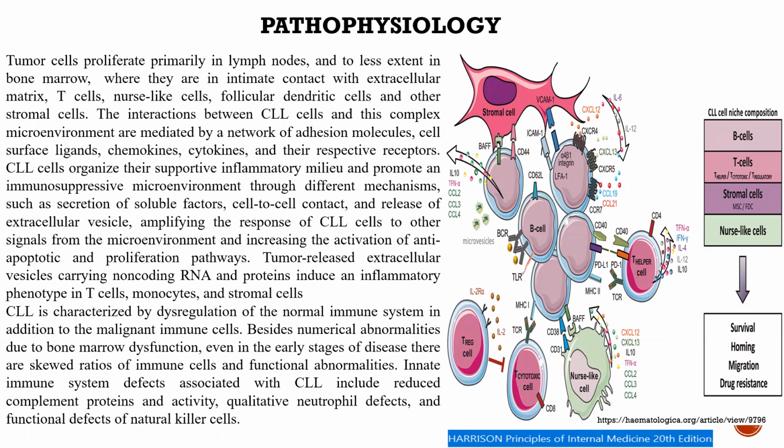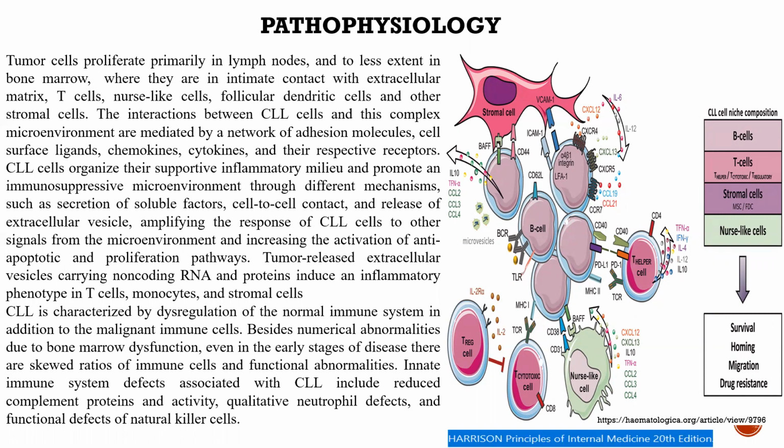Leukemia cells organize their supportive inflammatory milieu and promote an immunosuppressive microenvironment through different mechanisms such as secretion of soluble factors, cell-to-cell contact, and release of extracellular vesicles, amplifying the response of leukemia cells to other signals from the microenvironment and increasing the activation of anti-apoptotic and proliferation pathways.